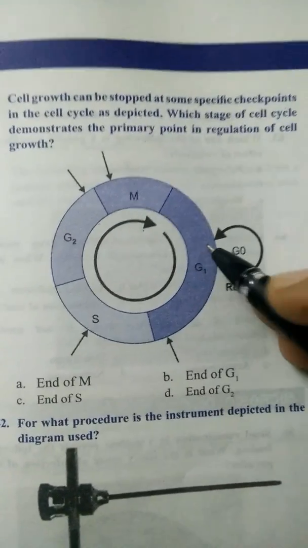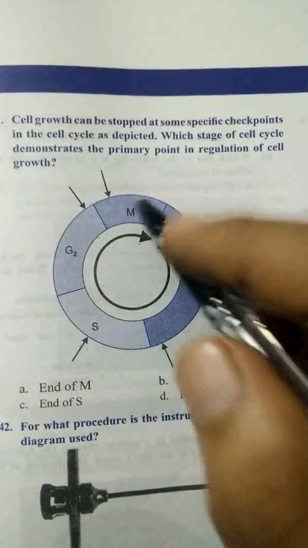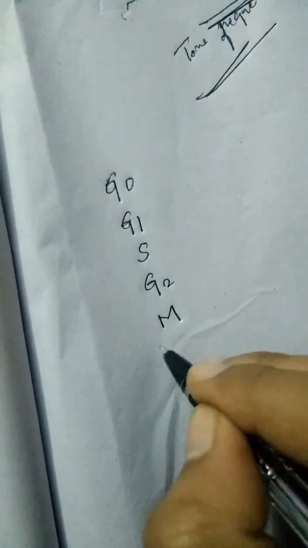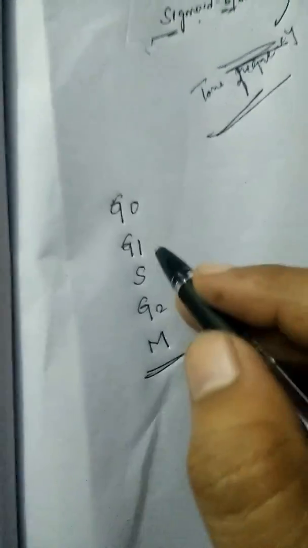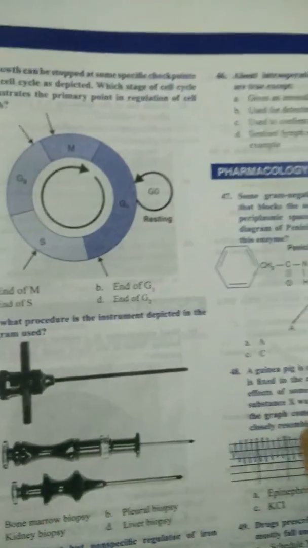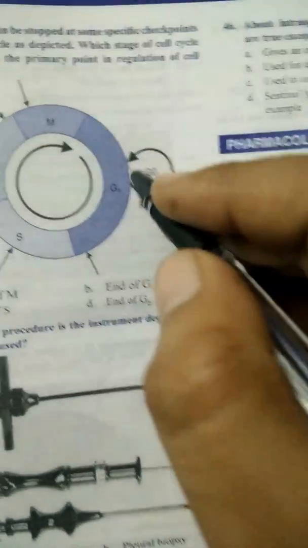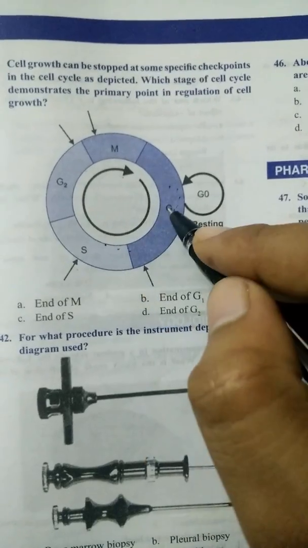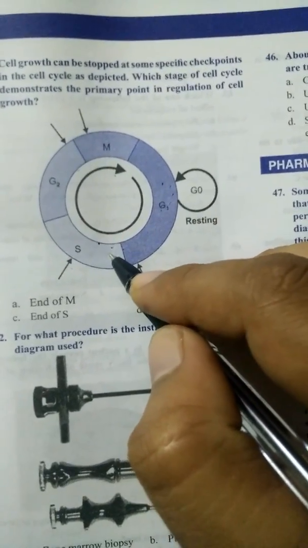Now we can see G1, S, G2 and M. What is the sequence of the cell cycle? First is G0, then G1, next not G2, it is S, then G2 and it is M. This is the sequence of the cell cycle, and the important point is the G1S point is the primary site of the checkpoint. Primary checkpoint is G1S. So what may be the answer?